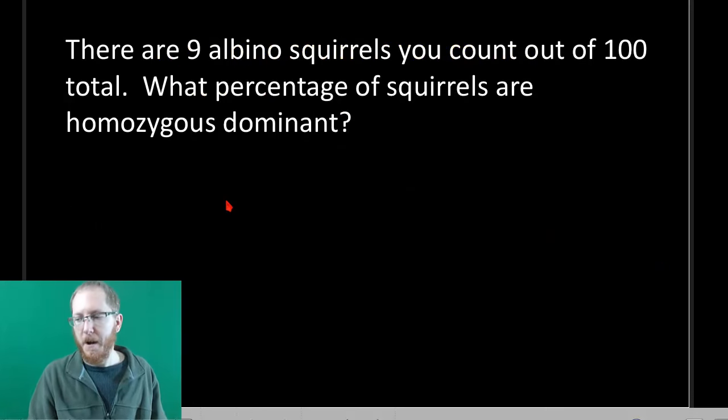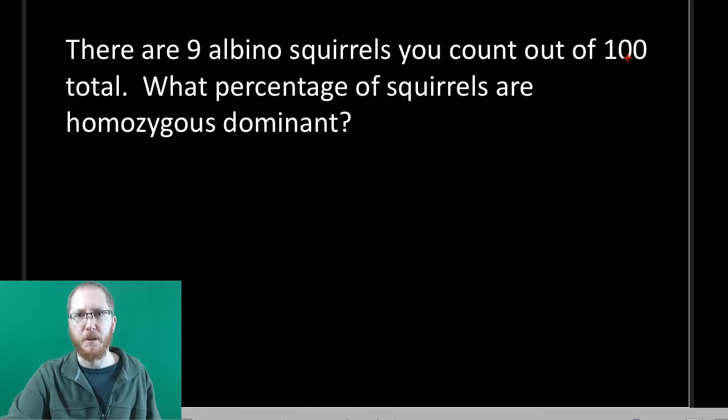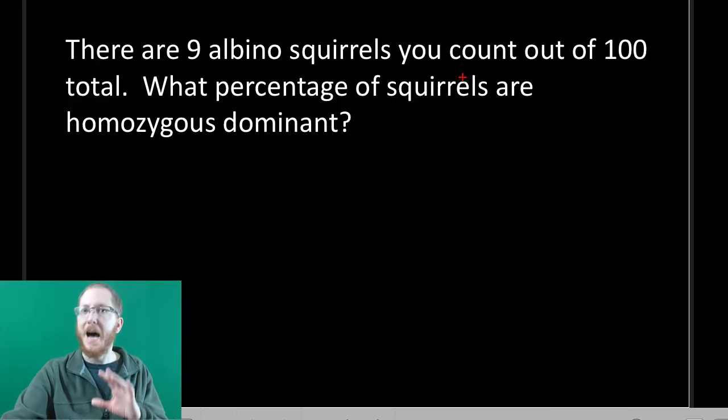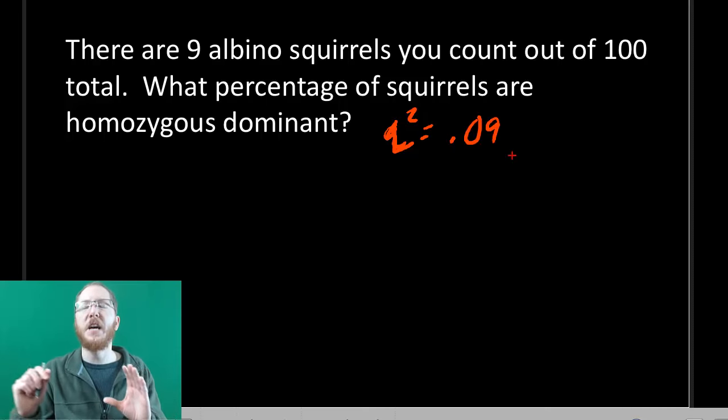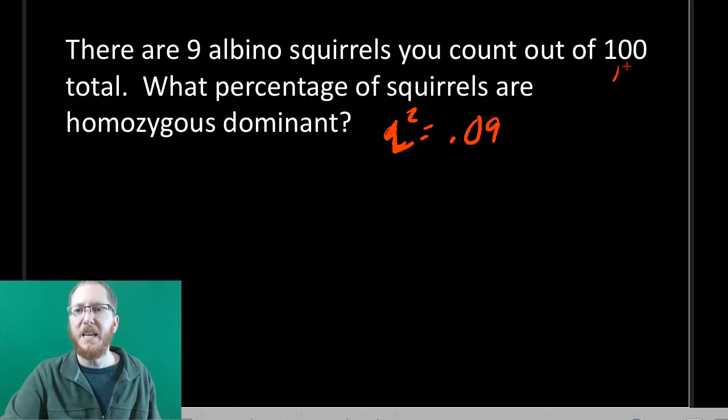The trickier type we talked about, in this case, we've got 9 albino squirrels that you count out of 100. So we know 9% of the squirrels are albino. Not allele frequency, are albinos. To be an albino squirrel, you have to be q squared. So q squared equals 9 out of 100. If I put that in decimal format, this can trick some people. It's 0.09. Remember, you move the decimal twice. So when it's like 16, yes, 16 gets moved twice to be 0.16. But if it's just 9, you have to move it twice to become 0.09.